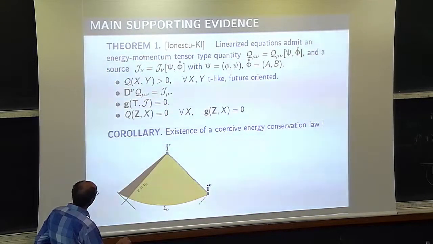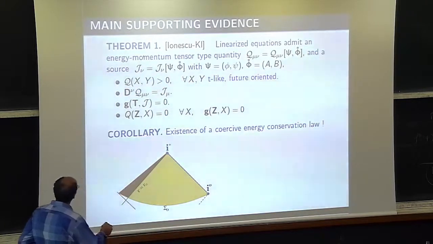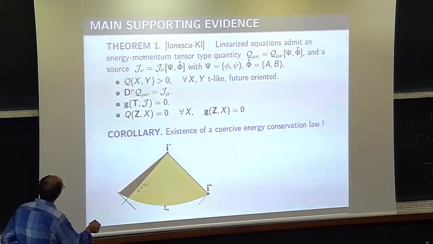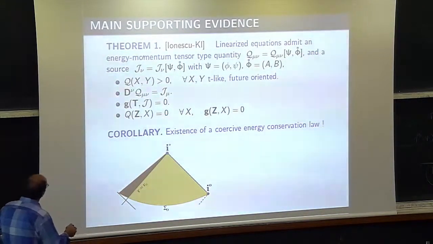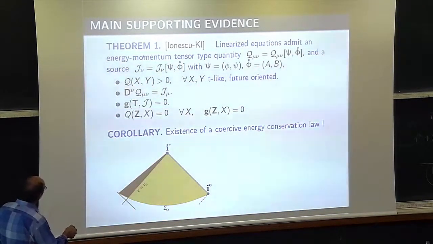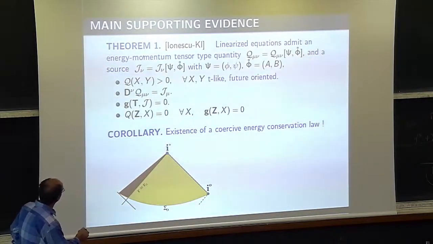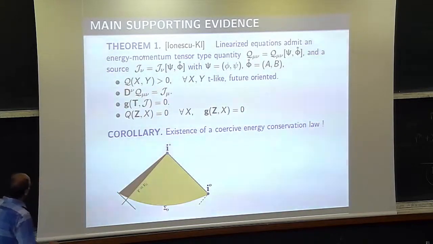So it's a complicated energy momentum tensor, and the source J, which also depends on these two, such that Q verifies the following condition. First of all, Q verifies the energy condition. So this is exactly like the Q for the wave equation. You have Q of x and y is positive for every x and y time-like future oriented. The second condition is that the divergence of Q is equal to J.